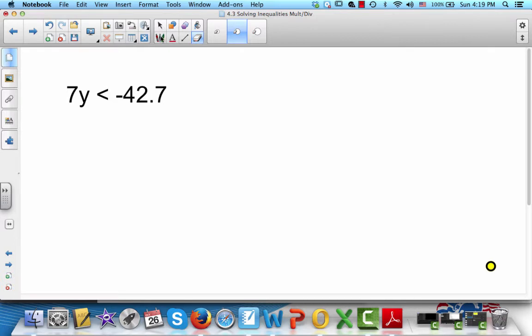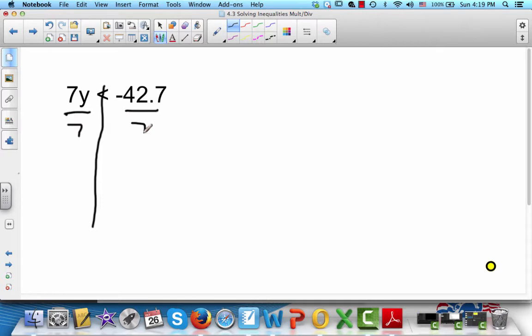Okay, so we've got 7y is less than negative 42.7. We draw our line down the middle here. Divide by 7 on both sides. And we get y is less than negative 6.1.